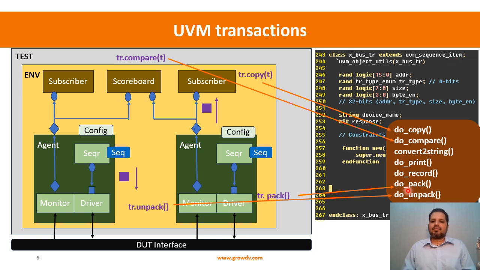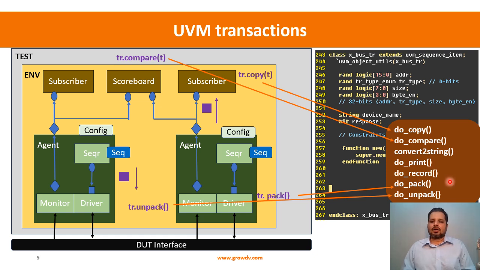So we briefly talked about copy, compare, pack, unpack. We didn't talk about convert to string. Convert to string converts all these fields into the form of a string that can be printed for some debug purpose. And then do print will actually print all the fields.